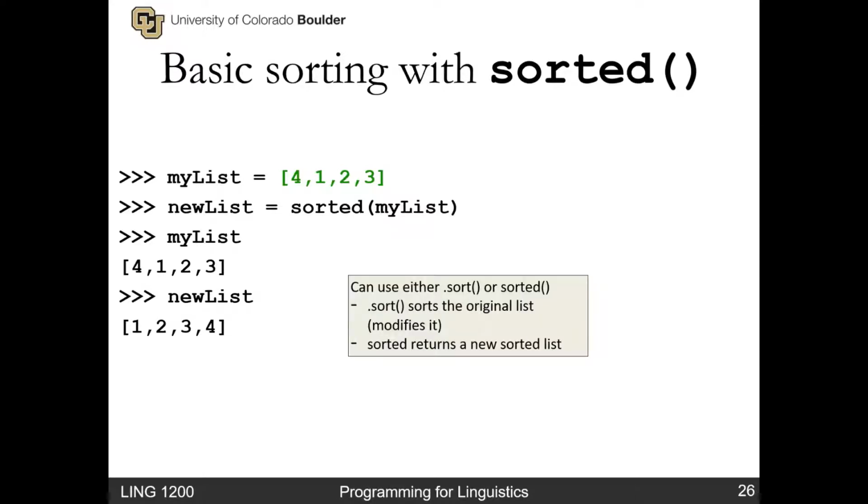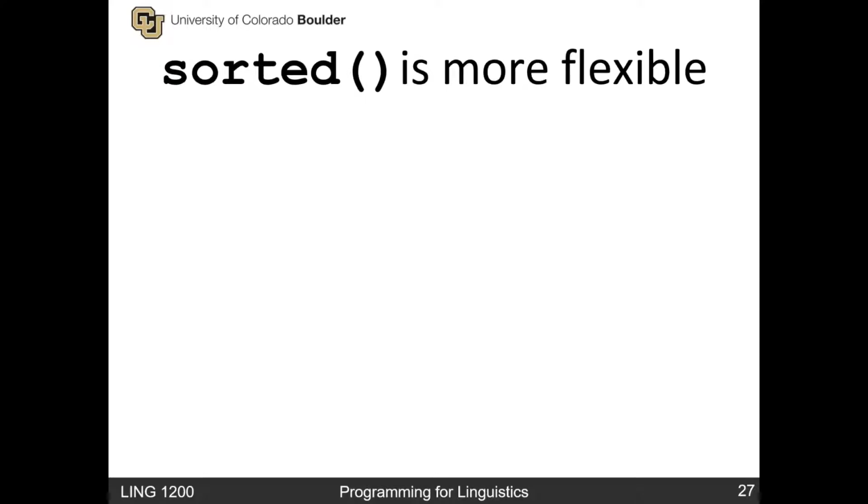So we can use either sort or sorted to sort something in a list. The big difference here is that sort sorts the original list. It modifies that list in place, whereas sorted returns a new list that is sorted. Sorted has a lot of advantages, so we're going to look at that more closely.